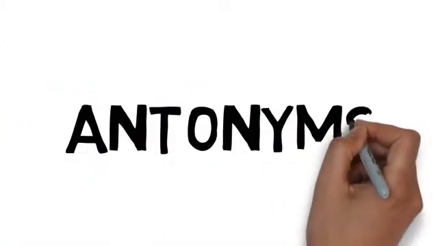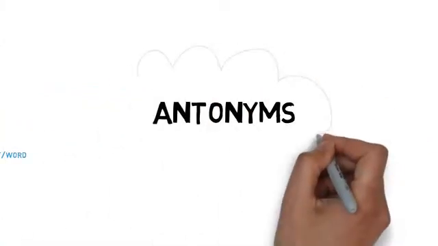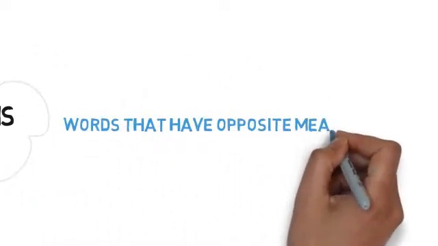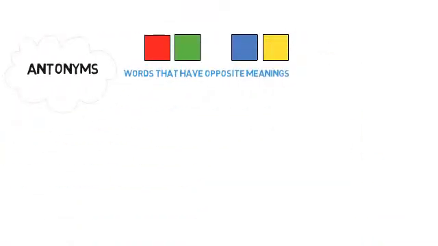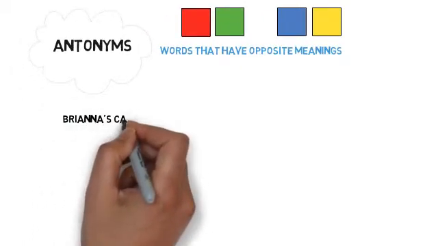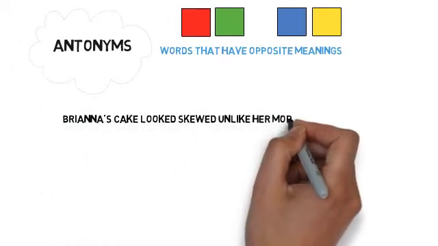Let's look at another one, antonyms. Remember that antonyms are words that have opposite meanings as the unfamiliar word. Think of it as colors. The opposite of red is green. The opposite of blue is yellow. Sometimes we can see opposite meanings of words within our reading, just like in colors.